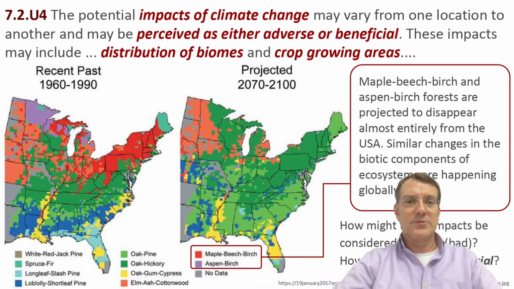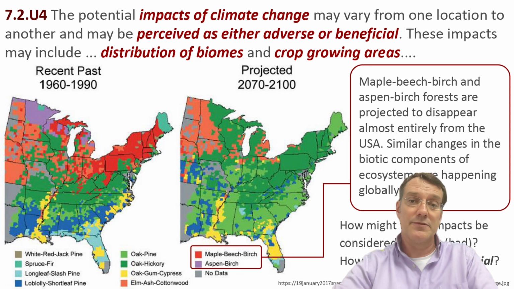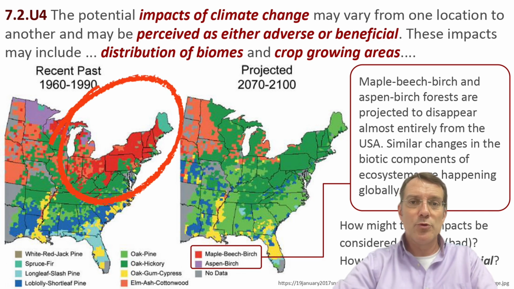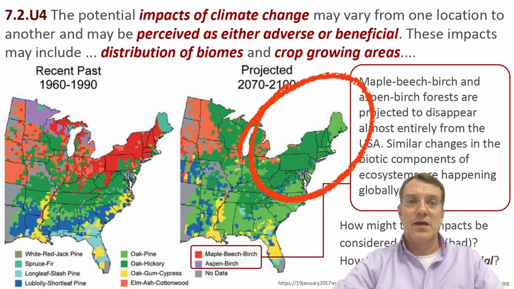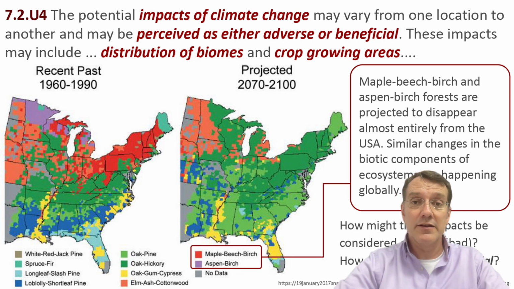Let's examine these maps that show projected changes in forest types across the eastern US. What we're looking at is a dramatic shift in biome distribution between 1960 to 1990 and what's projected for the years 2070 to 2100. Notice how the maple beech birch forests that are shown in red are projected to nearly disappear from the landscape. This isn't just about losing certain tree species. It represents a fundamental reorganization of entire ecosystems.